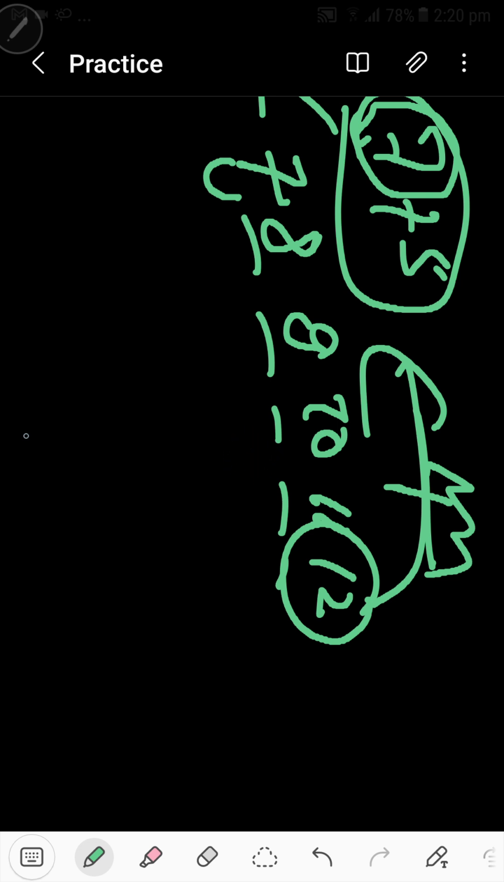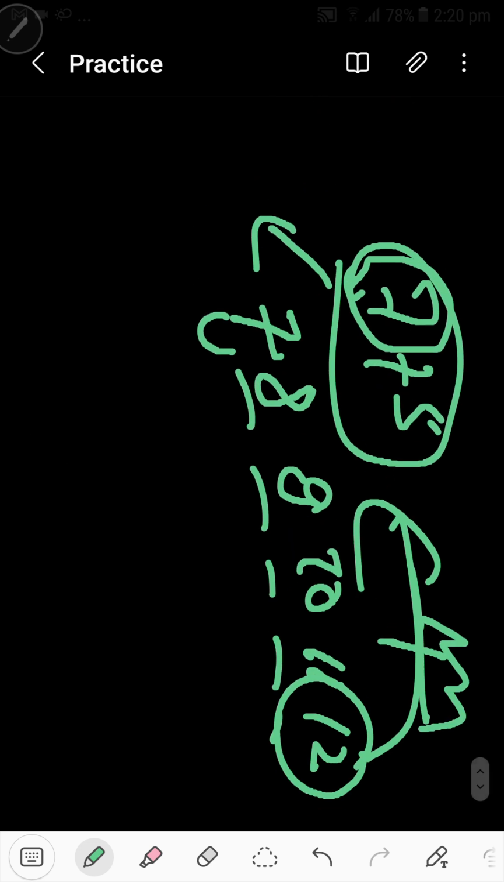So 7, 8, 9, 10, 11 and 12. So the answer is 12. That is our answer. This is practice for 7 plus 5. Start with 7, then 8, 9, and so on.